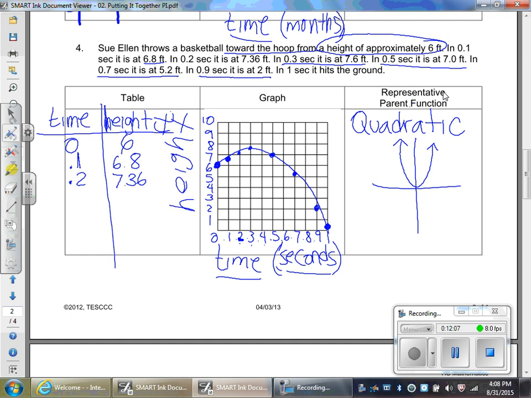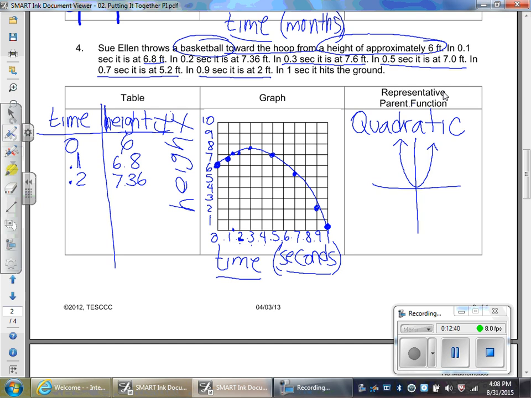Now, in this case, the students and I discussed that, and we decided that the points needed to be connected because the height of the basketball can be calculated at any time. So we could consider, for instance, second 0.15 right here. And there will be a particular height of the basketball at that specific time.